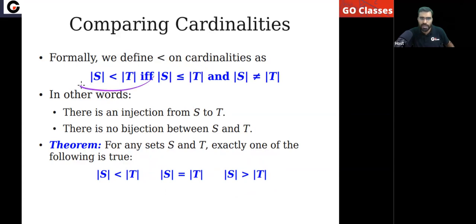If you remember, when can I say the cardinality of S is strictly less than the cardinality of T? This I can say if there exists an injection, but there does not exist a bijection. Yes or no? See, when can I say that the cardinality of S is strictly less than the cardinality of T? This I can say if and only if this and this hold. Okay, meaning there is an injection from S to T, but there is no bijection from S to T. Yes or no? There is an injection from S to T, but there is no surjection from S to T.